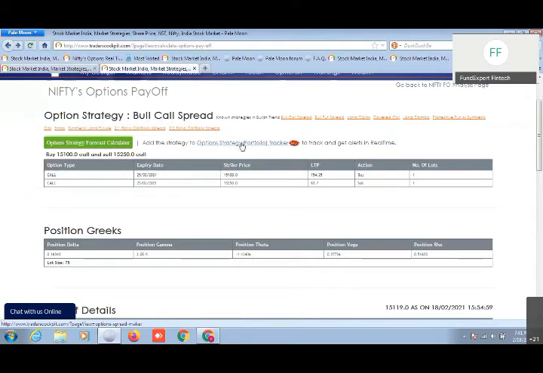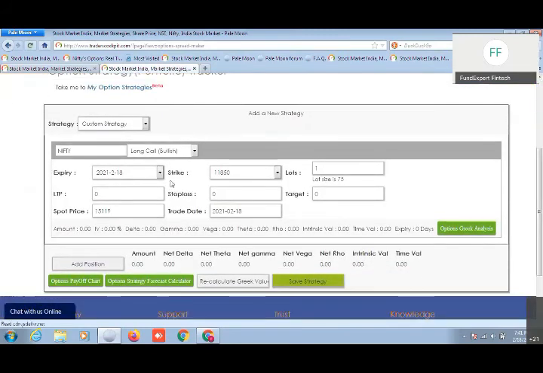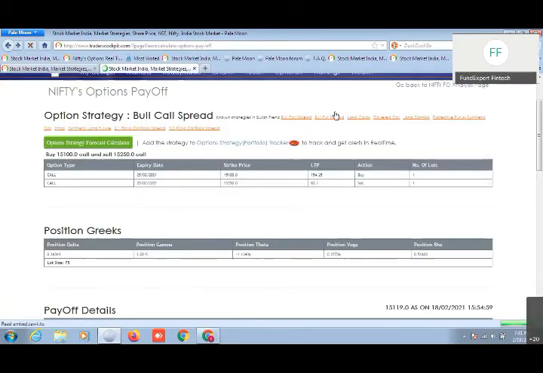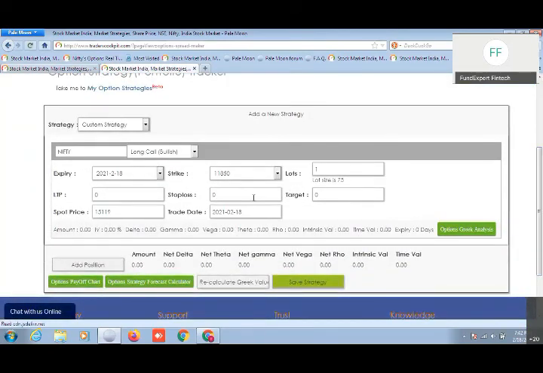Also you'll find this option portfolio tracker here, where you can track your positions. Any strategy you create, you can go on to save that strategy here. Any strategy you create, you can copy to the portfolio tracker page. On the portfolio tracker page, you can name the strategy.